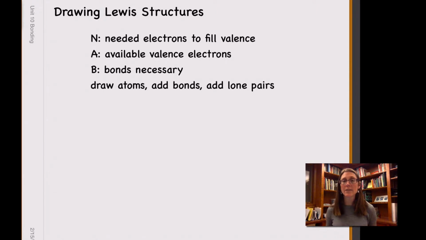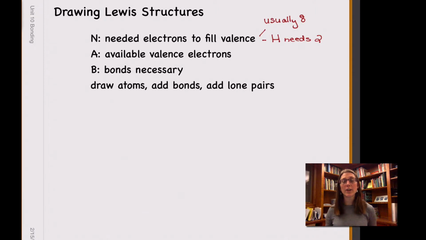So let's get down to the nitty-gritty. Let's talk about how you're going to draw Lewis structures. I recommend what I call the NAB approach, which means you're going to begin by calculating the number of needed electrons to fill the valence shell of all the atoms involved. For most elements that we're going to work with on the periodic table, this is 8. The primary exception is going to be hydrogen. We'll talk about a few other exceptions in class.